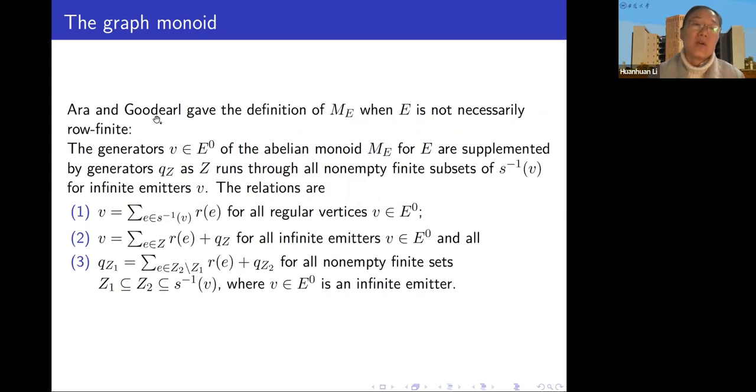Ara, Goodearl and others can extend the definition of M(E) to an arbitrary graph E. Actually, we can have more generators here and more relations. We will not see all these details, but we know that we can have a monoid for an arbitrary graph.